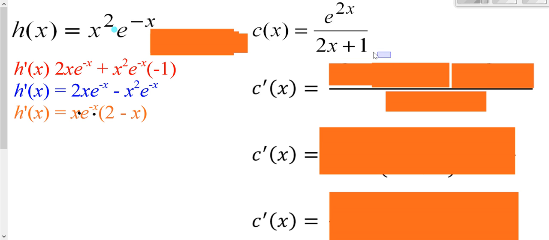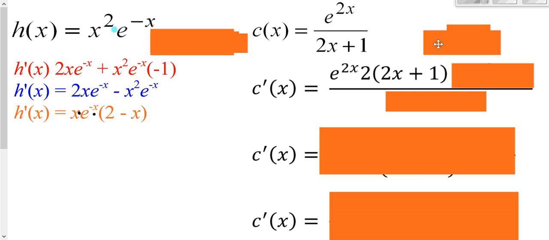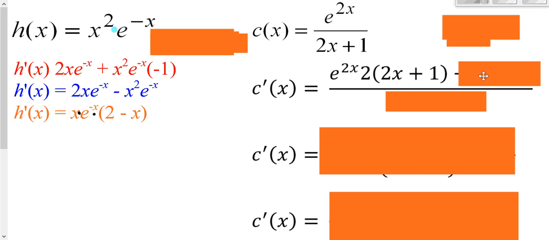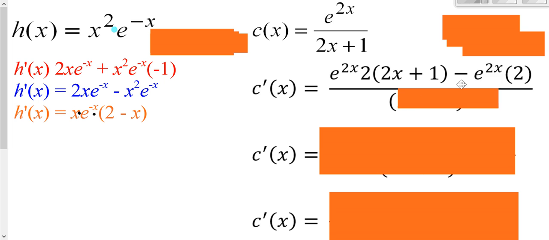Over here, we're dividing variables, so you'd have to do the quotient rule. So you do derivative of the top, which is e to the power, chain rule times derivative of the exponent, which is a 2, times the bottom, minus the top, times the derivative of the bottom, derivative of the bottom is just a 2, all over the bottom squared.